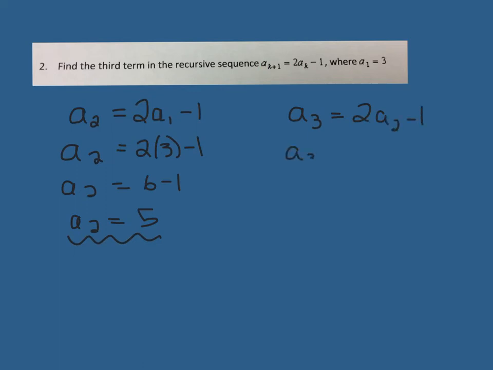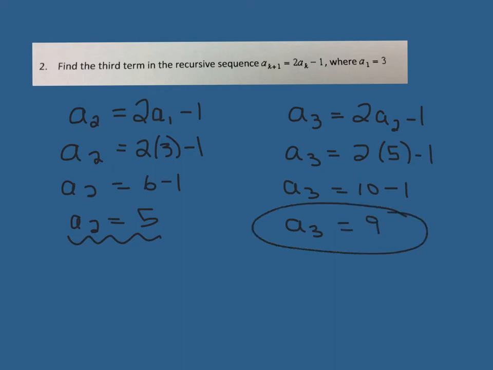So a sub 3 equals 2, and I'm going to replace the a sub 2 with what we got a sub 2 to be equal to, which is 5. And then I'll bring down my minus 1. So that gives us a sub 3 equals 10 minus 1. And since 10 minus 1 is 9, a sub 3 is equal to 9. This is our answer here.